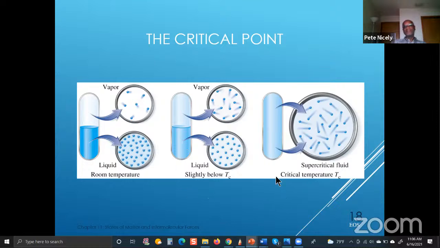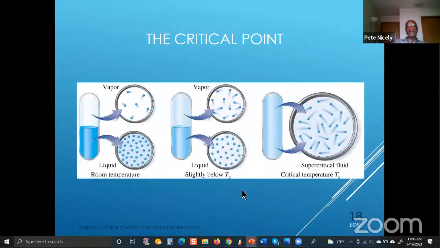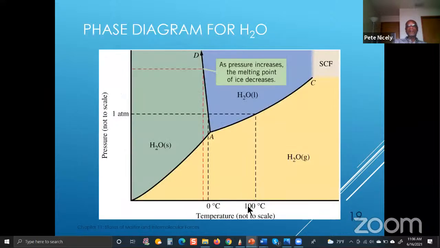But when you increase the temperature beyond that point, you can't make a distinction. You see basically one phase here, all right? And that's basically what happens beyond the critical point. So that's what is represented in the phase diagram at this point C right here, okay? So that's basically what the critical point is all about.